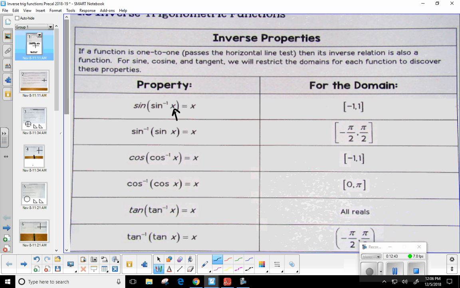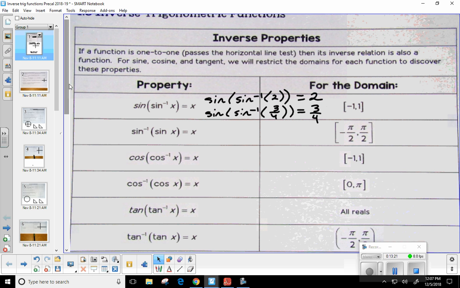So what this is saying is that whatever that ratio is, that's going to be my answer as long as the ratio belongs to this interval. It has to be between -1 and 1. Let me give you a couple of statements real quick, and you guys are just going to tell me if they're true or false. Sine of sine inverse of 2 is equal to 2. And another one, sine of sine inverse of 3/4 is equal to 3/4. One of these is true and one of these is false.